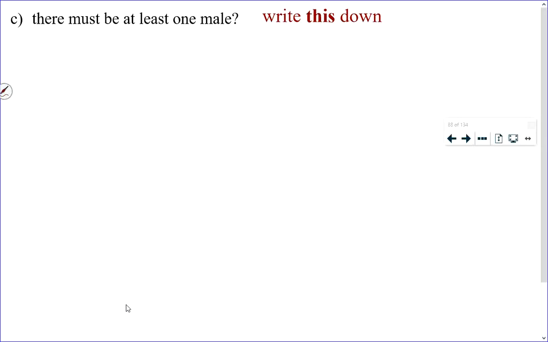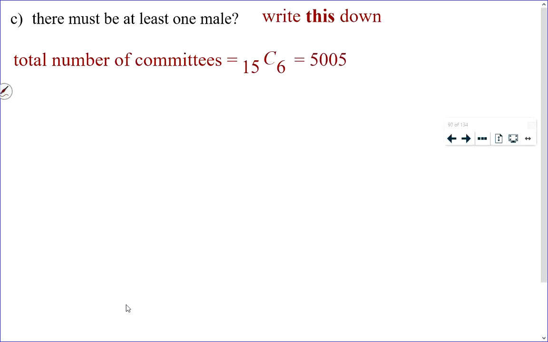Well, if I say at least one male, there's only two possibilities. The committee has at least one male, or it has no males. That's it. So what is the total number of committees? And we do need to write this down. The total number of committees is 15 choose 6, which we worked out, didn't we? 5,005.